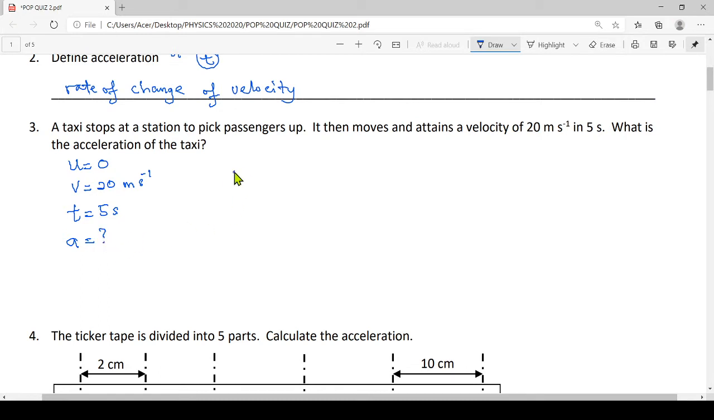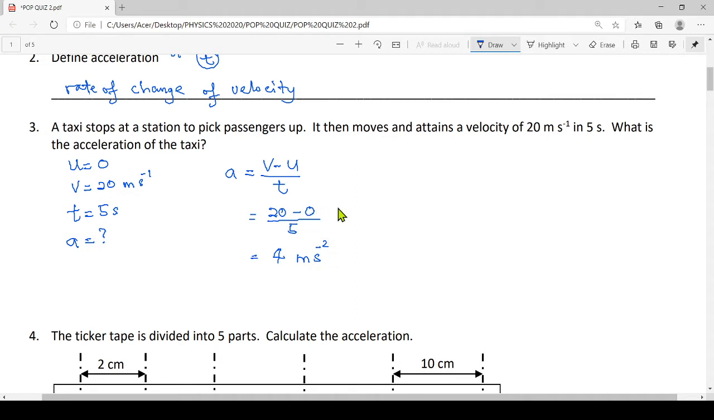So I know that A equal V minus U over T. So just plug in the value. V is 20, U is 0, divided by time is 5 seconds. So, I have here 20 over 5. That will give us the answer 4 meter per second. So, how do I come up with meter per second square here?